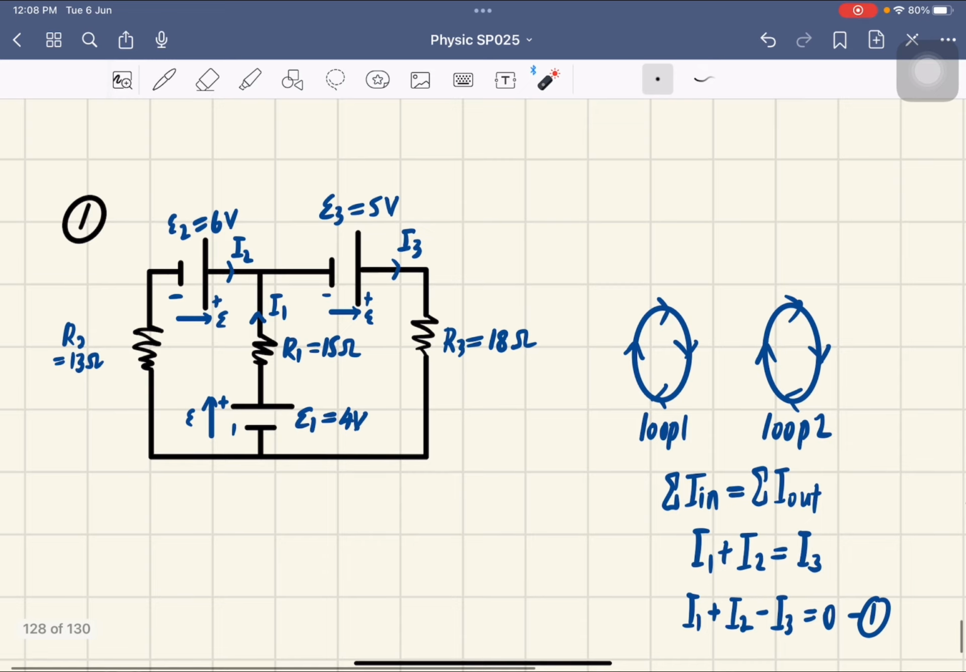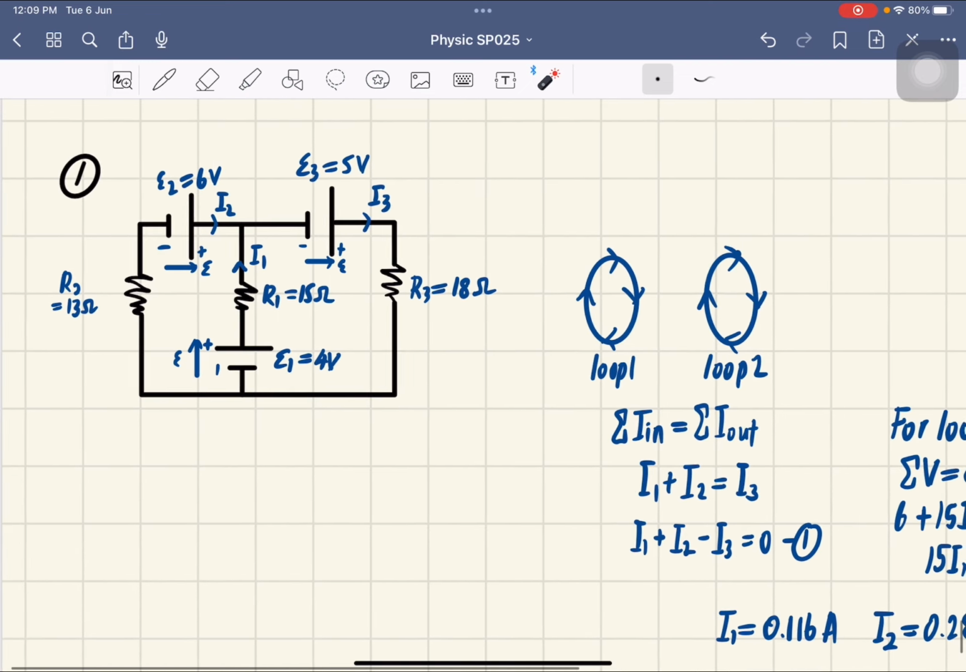So the first one, what direction is it? The first loop is in the clockwise direction, since we follow the EMF with the greater volts, and the second loop direction is clockwise also, because we follow the EMF direction of the battery with the greater volts. Alright, we have already identified the two loop directions, loop 1 and loop 2.